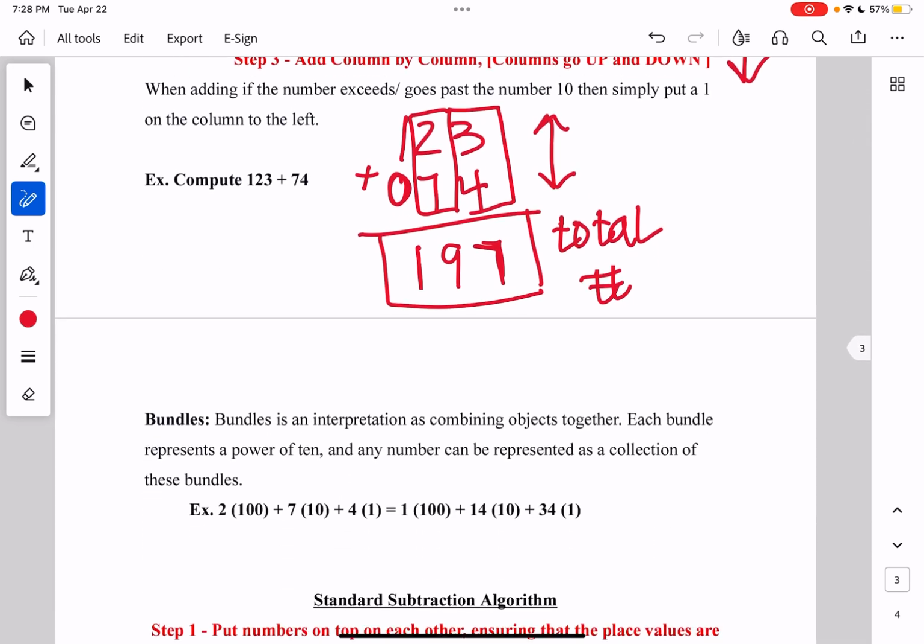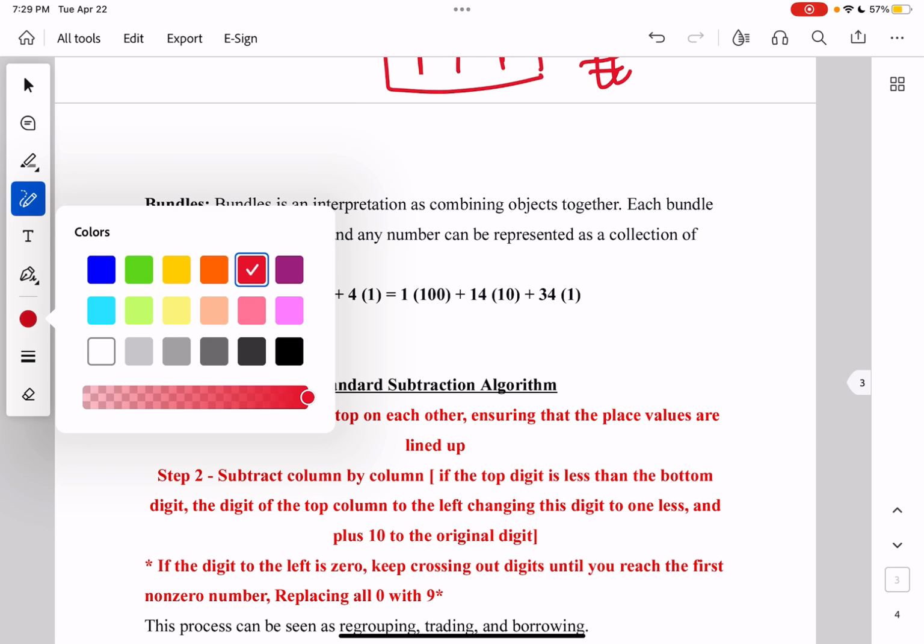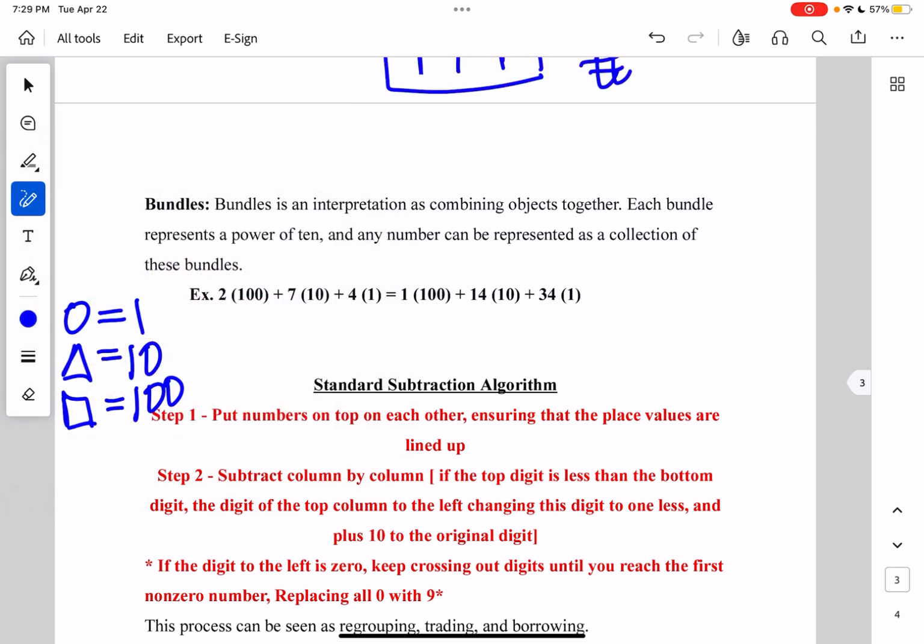If this way is a little confusing for you, we use bundles. And bundles is an interpretation as combining objects together. Each bundle represents a power of 10, and any number can be represented as a collection of these bundles. So I find it easier to use shapes. So let's say a circle equals 1, a triangle equals 10, and a square equals 100.